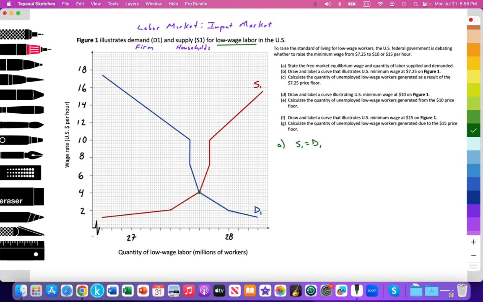And so we're going to draw a line just for ourselves to emphasize what that wage is going to be and what that quantity is going to be. Perfect. So S1 equals D1. Here it says state the equilibrium wage. So the wage is going to be equal to, it looks like here, $4 an hour.